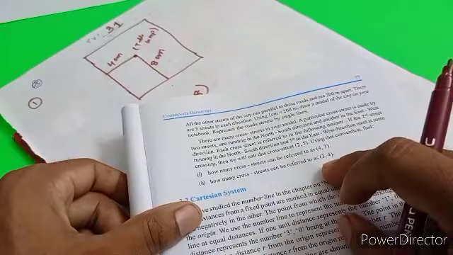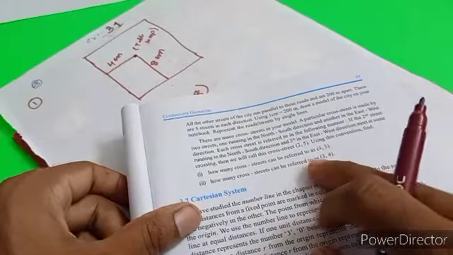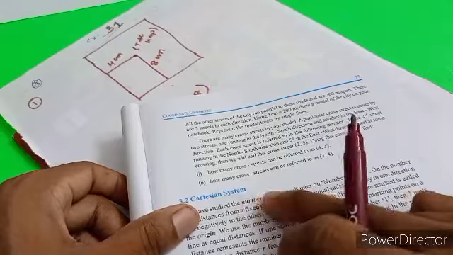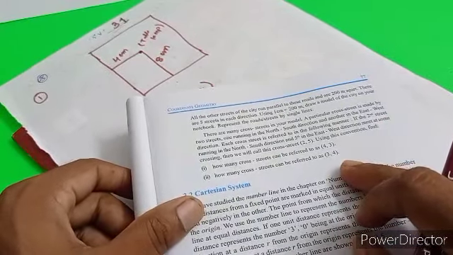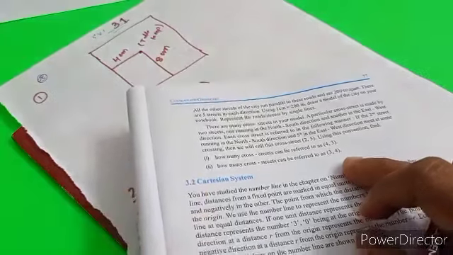Okay. Now, they were asking us the location is 4, 3. How many cross streets can be referred to as 3, 4? 3, 4 and 4, 3. Let me tell you.